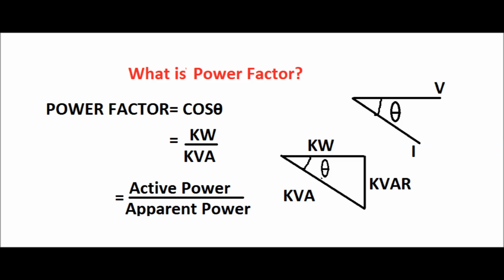Again, for a power triangle, if active power is defined in kilowatt, reactive power in kVAr, and apparent power in kVA, then power factor can be defined as the ratio of active power to apparent power, that is equal to kilowatt by kVA.